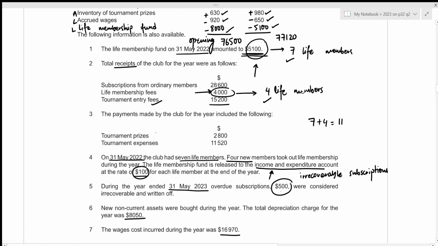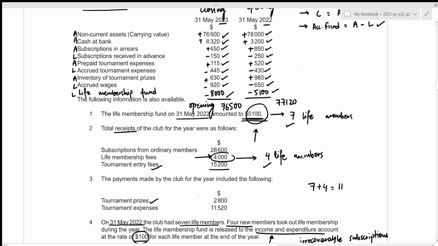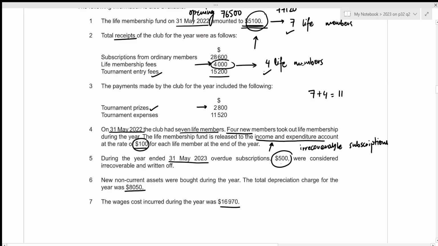Then we have tournament prizes, and these are the payments that we actually made. Let's see if we need to make any adjustments. For tournament prizes, we have right here our inventory of tournament prizes. And remember that the opening inventory was purchased in the last year and it was yet to be used, which means that this opening inventory of 980 worth of tournament prizes was used in the current year. So this will also be the tournament prizes expense for the current year. We need to add the 980.